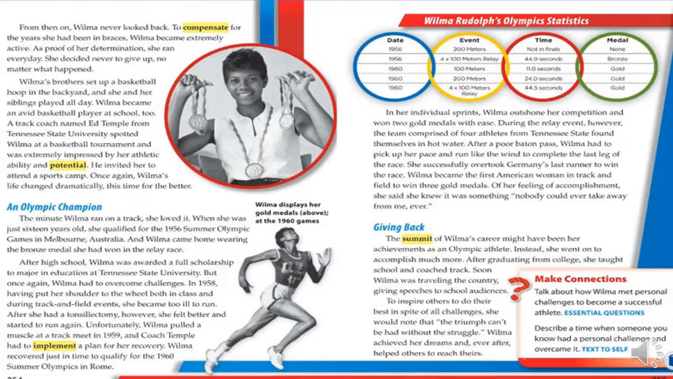In her individual sprints, Wilma outshone her competition and won 2 gold medals with ease. During the relay event, however, the team comprised of 4 athletes from Tennessee State found themselves in hot water. After a poor baton pass, Wilma had to pick up her pace and run like the wind to complete the last leg of the race. She successfully overtook Germany's last runner to win the race. Wilma became the first American woman in track and field to win 3 gold medals. Of her feeling of accomplishment, she said she knew it was something nobody could ever take away from her, ever.